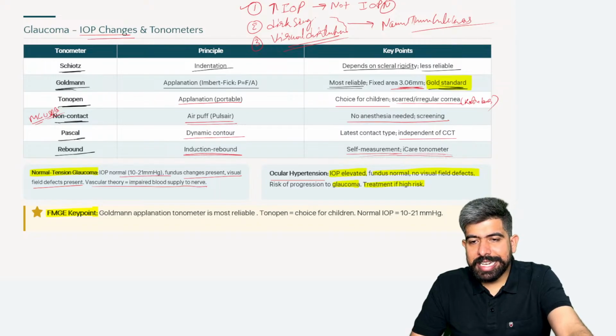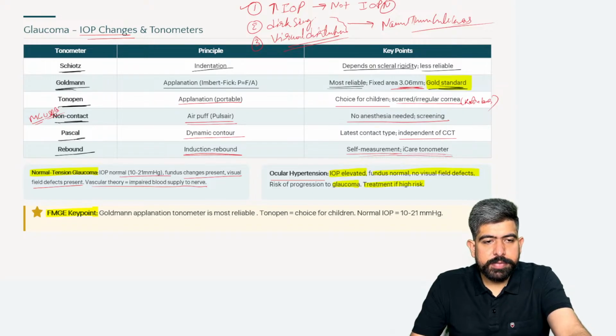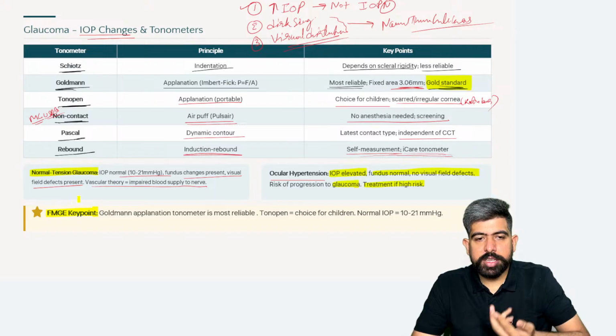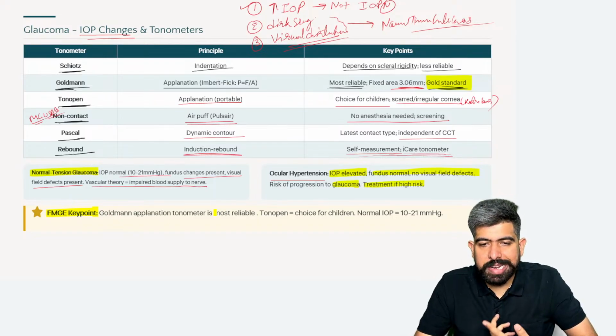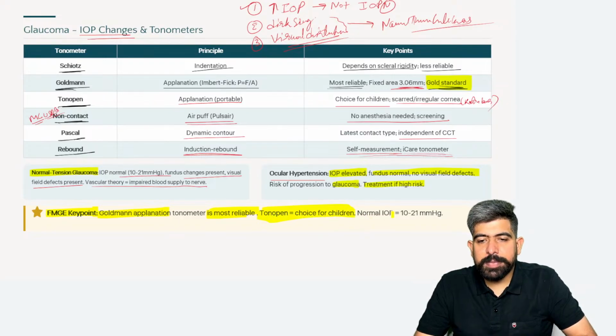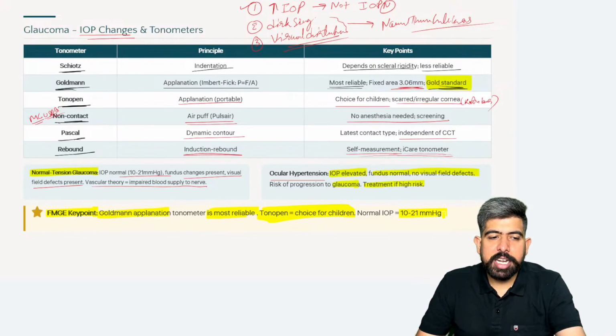Now we are going to the next one, the FMG key points. The Goldmann applanation tonometer is the most reliable. If we are talking about the most reliable, it is the Goldmann applanation tonometer. What about the Tonopen? It is the choice for children. Normal intraocular pressure is 10 to 21 mmHg. Is it clear? Moving forward to the next.